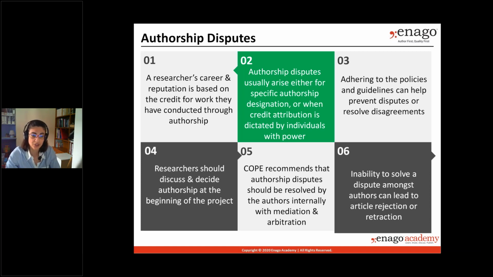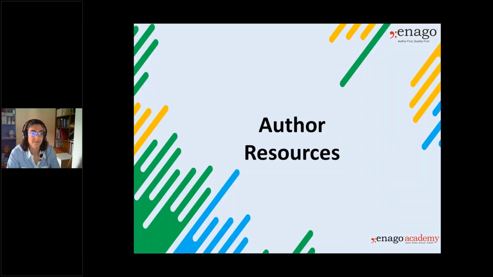COPE recommends that authorship disputes should be resolved by all authors internally with mediation and arbitration if and when necessary. Inability to solve a dispute amongst authors can lead to article rejection or retraction, which of course sets a very bad track record for all the authors involved, so it's something that should be avoided. Now, to help the authors in this process, there's a number of different author resources available.